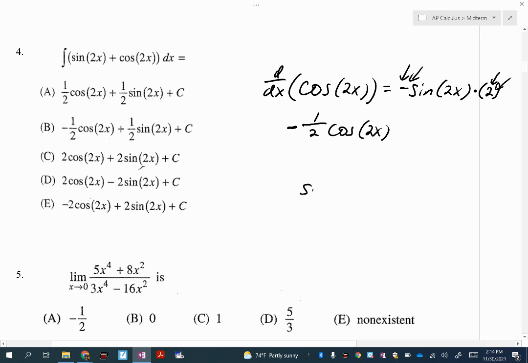The next one is I'm trying to get cosine of 2x. So the sine of 2x would give me the cosine of 2x. But again, I'd have that 2 left over from the chain rule. So I have to put that 1/2 in front. So I'm looking for the addition of these two and then plus c, which would give me letter B.